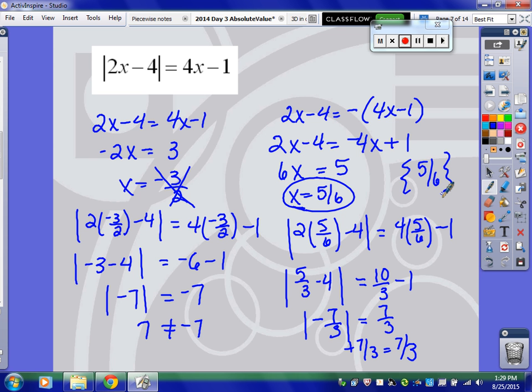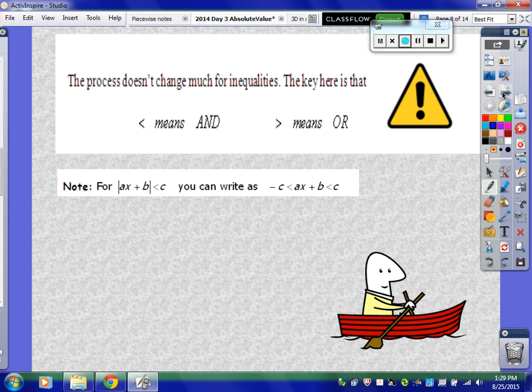All right, let's talk about inequalities now. Absolute value inequalities. This process doesn't change much for inequalities. The key here to remember is that less than is and. Less than rhymes with and. Less than turns into an and equation. Greater is an or. So less thans are and, greaters are or. In an absolute value inequality, when it's less than, you can rewrite it as a compound inequality.